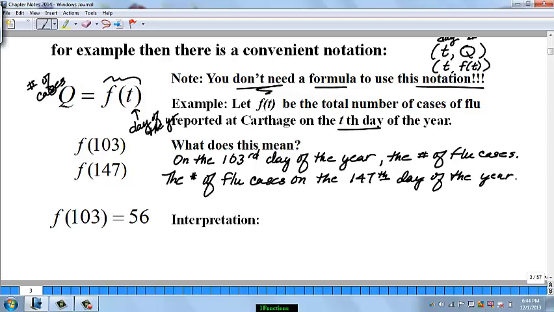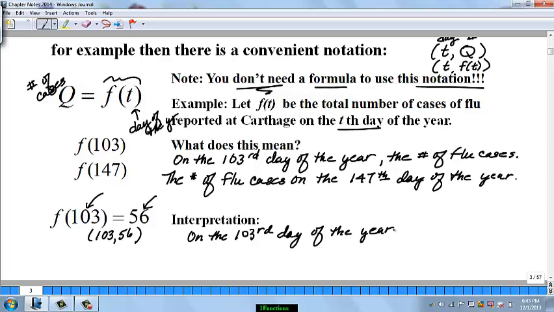How would I interpret this? Now this, they actually gave us a number. Here we didn't have a clue. We just knew it was the number of flu cases. We just didn't know how many. Here they're saying on the 103rd day of the year, there are actually 56. So the point is really 103, 56 if I were going to graph it. And the number of flu cases depends on what day of the year you're talking about. So here it would be on the 103rd day of the year, there were 56 flu cases in Carthage.